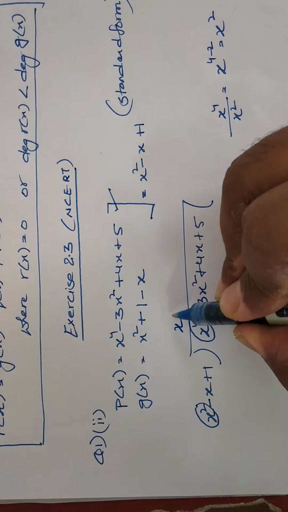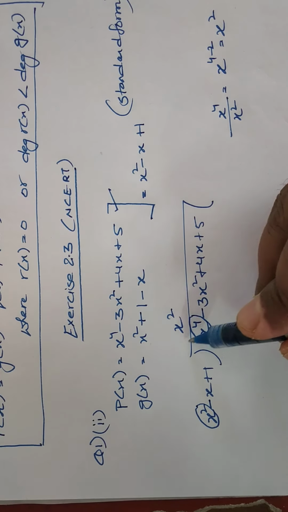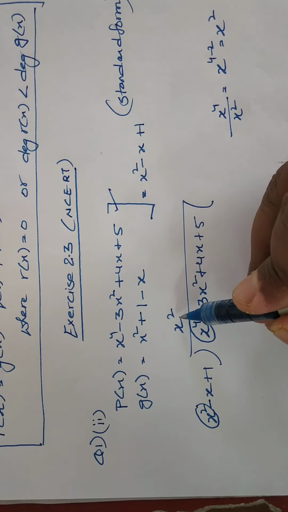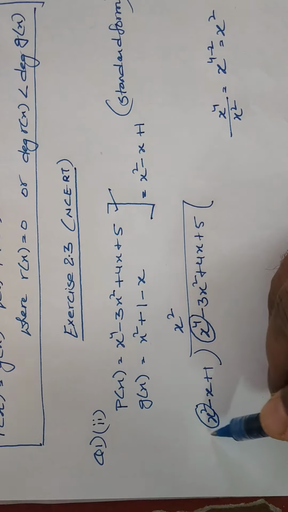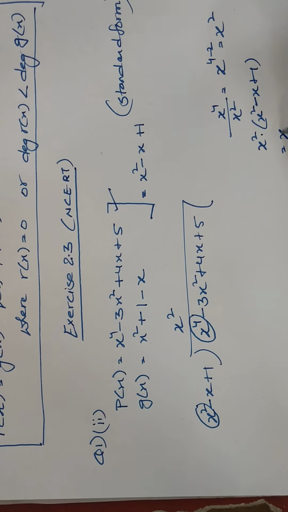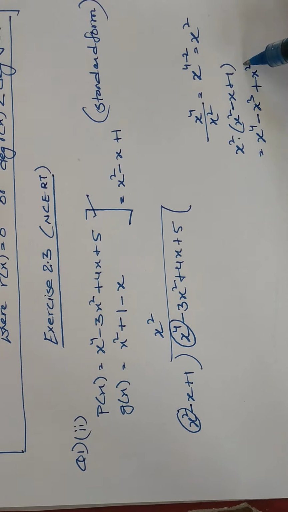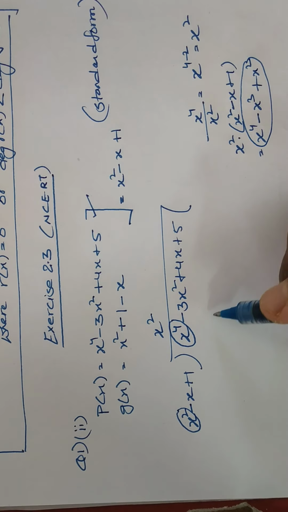So x raised to the power 2 will act as the first term of the quotient, and I will multiply this first term of the quotient with the whole divisor. So x square, when it is multiplied with x square minus x plus 1, we get x square into x square is x raised to the power 4, x square into minus x gives minus x cube, plus x square. So I will subtract this expression from the dividend.